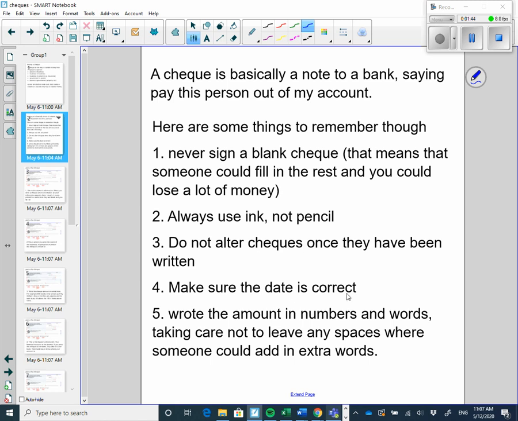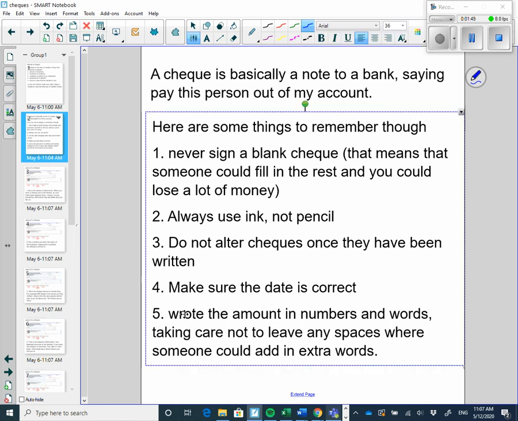You should make sure the date is correct because there's an expiry date on checks. And you have to write the amount in numbers and words, taking care not to leave any spaces where someone could add in extra words. I'll explain that more in a bit once we see a picture.